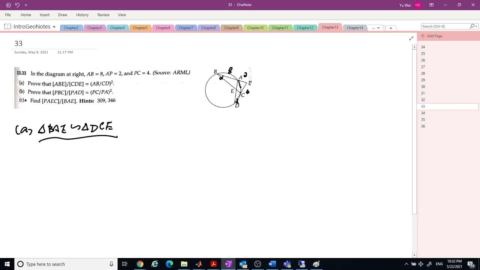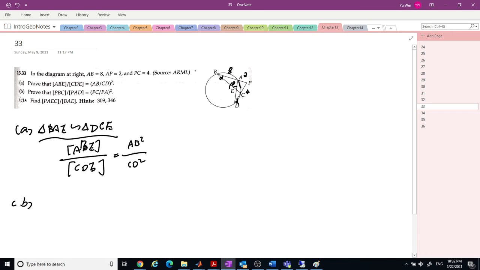So AB is the side opposite to this angle beta, and CD is also the side opposite to the angle beta. So that's why we can have ABE over CDE is equal to AB square over CD square. Okay.